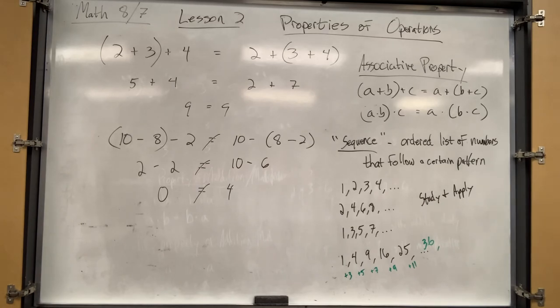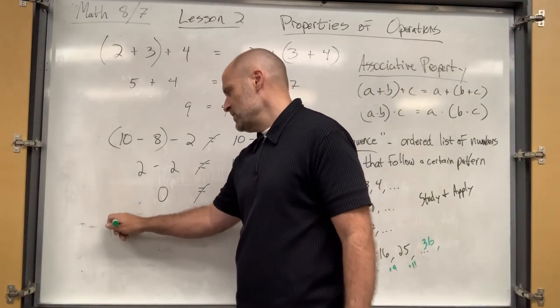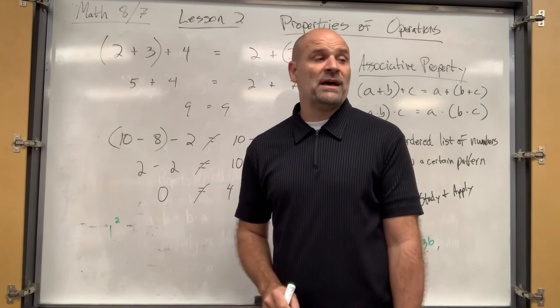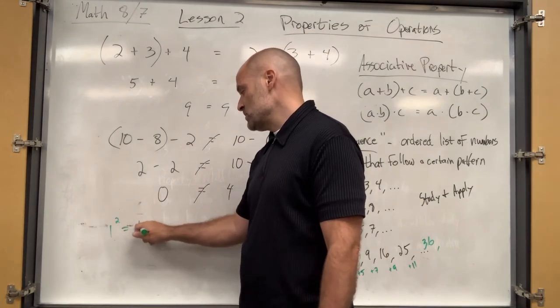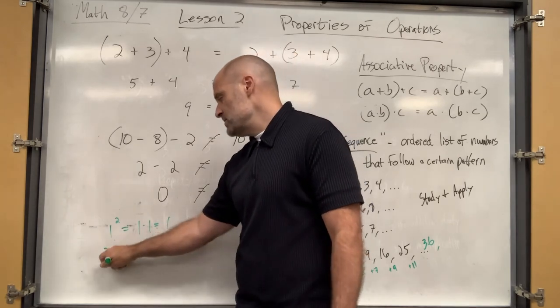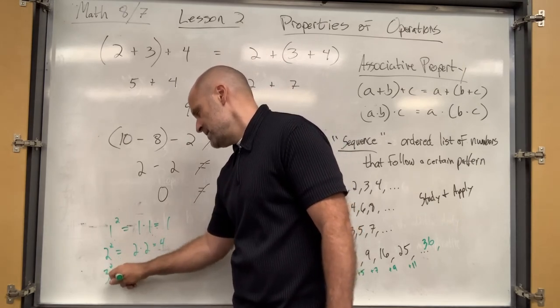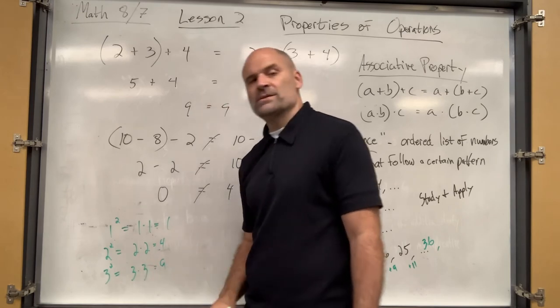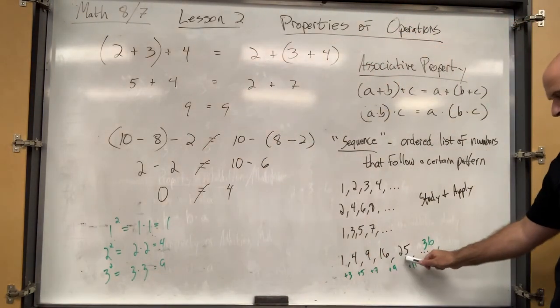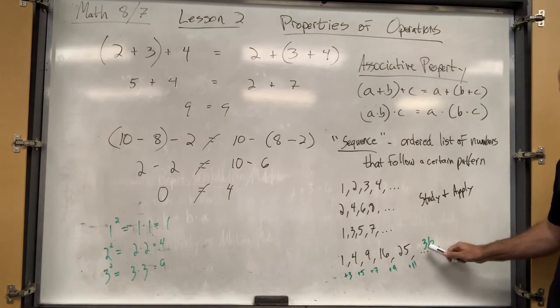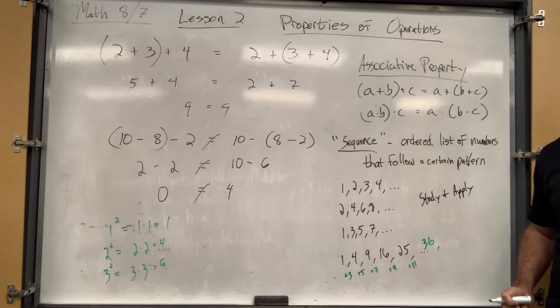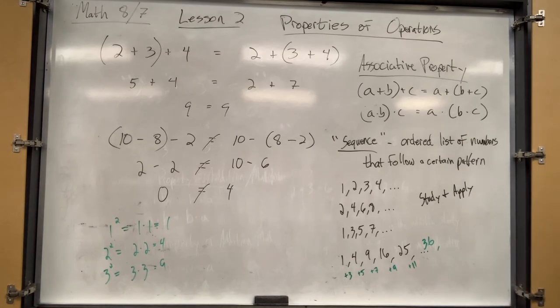Do you guys know what this sequence represents? Do you know what this symbol is? Yes, it means multiply it by itself, right? What's 1 squared? Well, that's just 1 times itself, which is 1. What's 2 squared? Four. What's 3 squared? 9. What's 4 squared? 16. What's 5 squared? 25. What's 6 squared? 36. What's the next one going to be? 7 squared? 49. Then 64, then 81, and then 100.